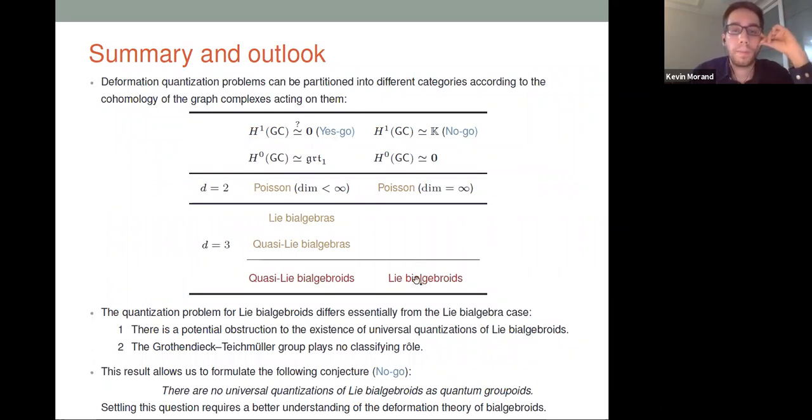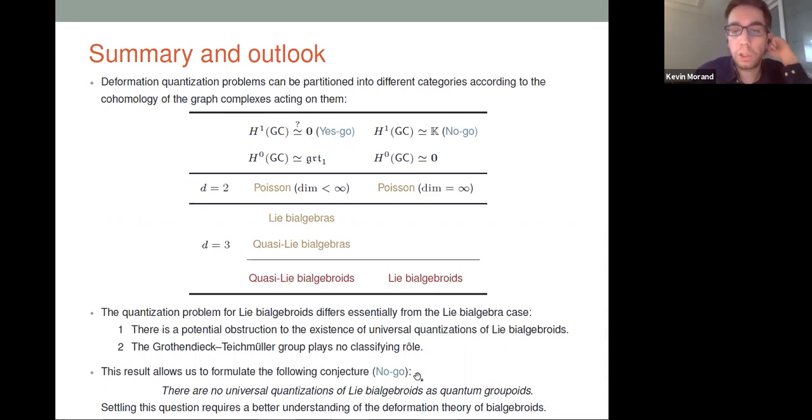And so the quantization problem for Dirac algebroids, due to the fact that it belongs to this no-go class, in fact differs essentially from the Dirac algebra case, in the sense that there is a potential obstruction to the existence of universal quantization. And also, GRT1 does not play any classifying role. So this allows us to formulate a new conjecture, which is somehow the opposite of the one formulated by Xu in 97, which is that there are no universal quantizations for Dirac algebroids as quantum group weights.